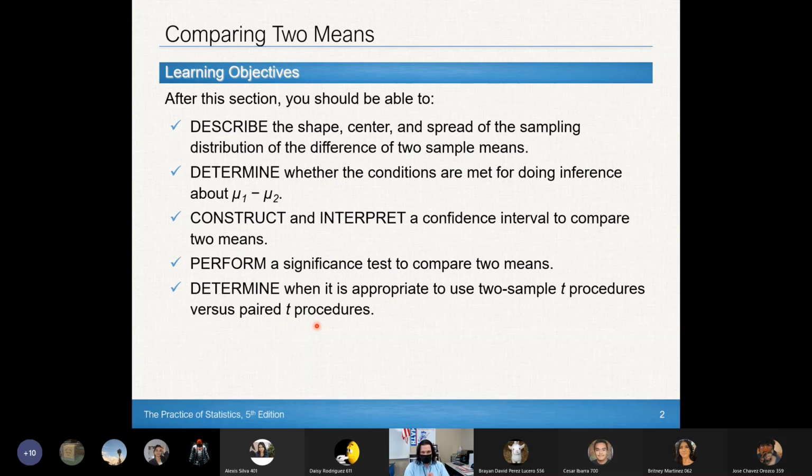The paired T procedures is what we saw at the end of section 9.3 yesterday, where we can compare results taken from the same people, the same population, so to say. And then two-sample T procedures has to do with comparing two groups or two populations. So it's a slight difference that we need to be able to tell apart. That's what we'll see today.